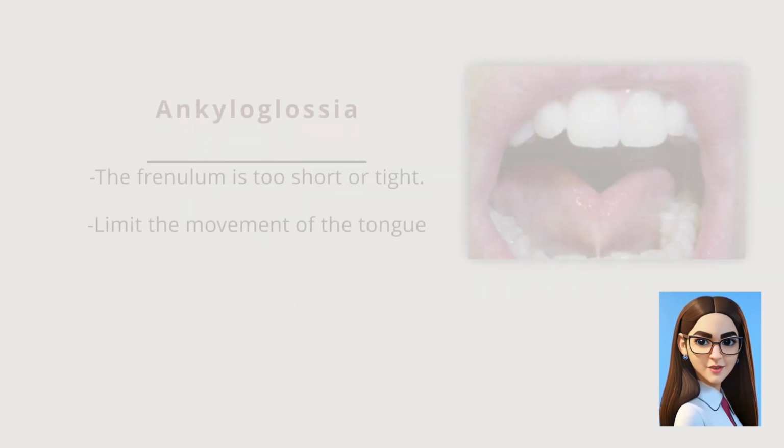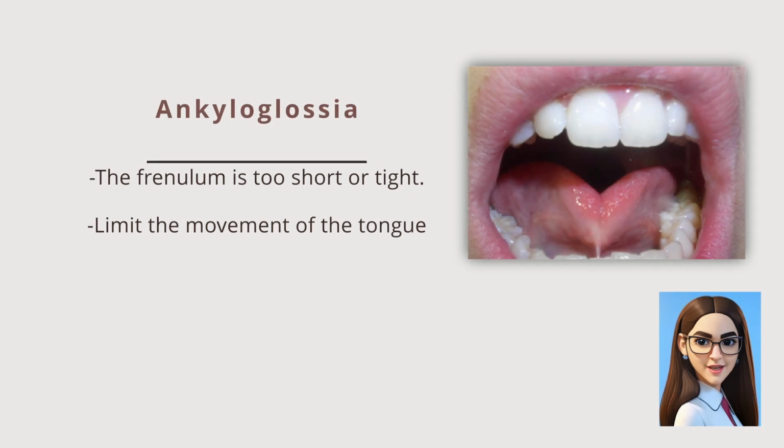Next, we have ankyloglossia. It is a condition where the frenulum, the band of tissue that connects the tongue to the floor of the mouth, is too short or tight. This can limit the movement of the tongue, making it difficult to speak, eat, or perform other oral functions.